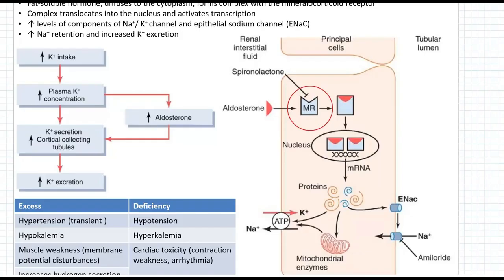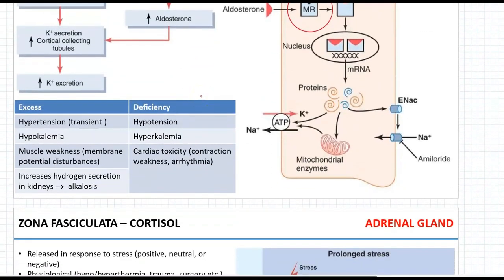Now, if you think about aldosterone, if you produce too much, what are you going to have? You have hypertension, because aldosterone increases blood pressure. Okay? So little hypertension. Okay?